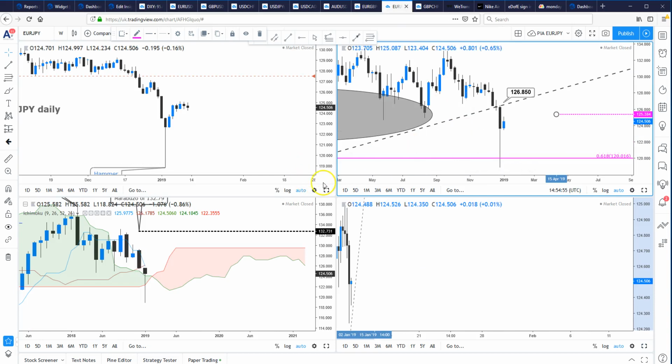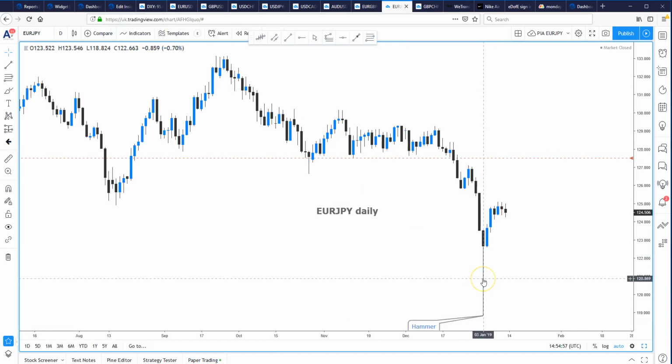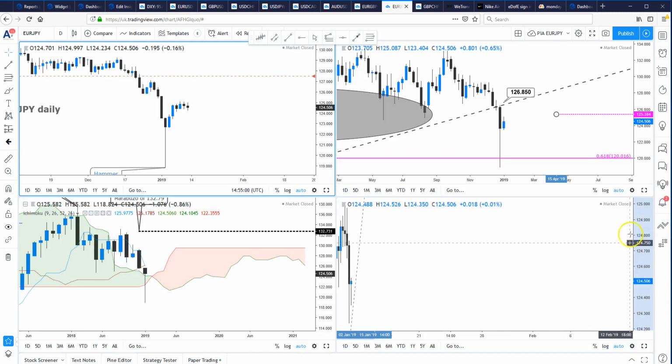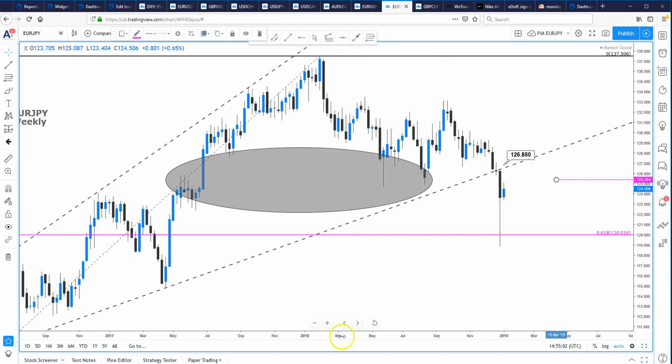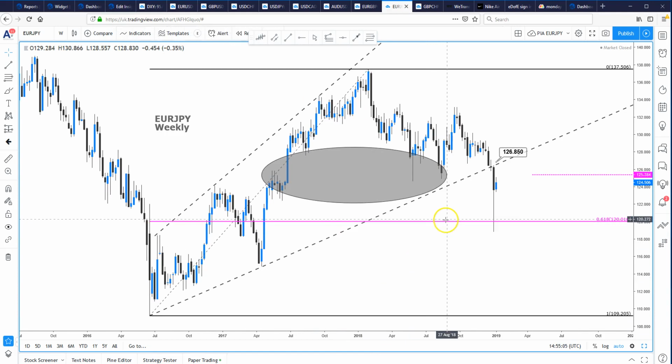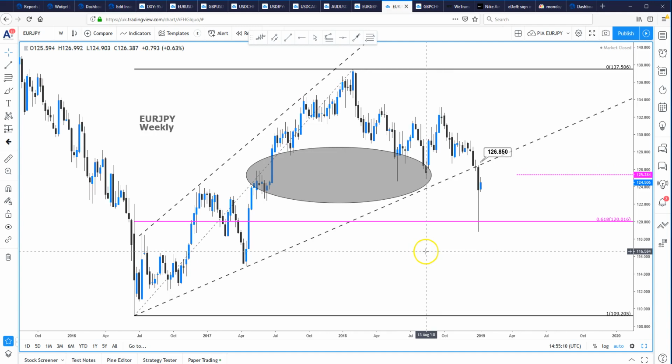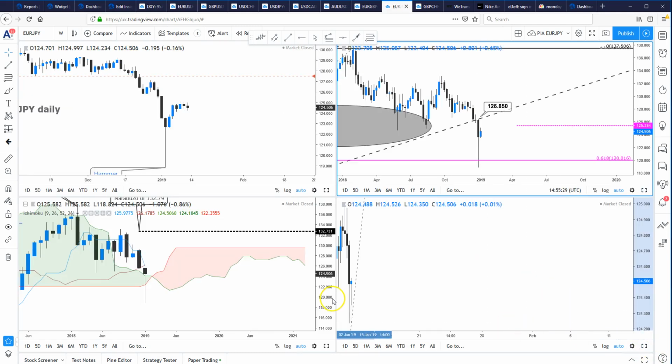Euro yen, a few things here. We had a hammer bottom on the daily chart. If we go to the weekly chart, the 61.8% pullback level at 120.01 held very well. To the upside, we've got some resistance at 125.25, which is again not too much higher than last week's high. We've got an inside Harami candle, but that's not surprising after such an aggressive sell-off the week previously.